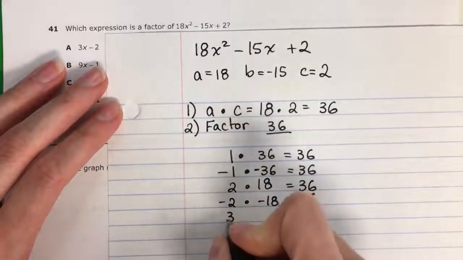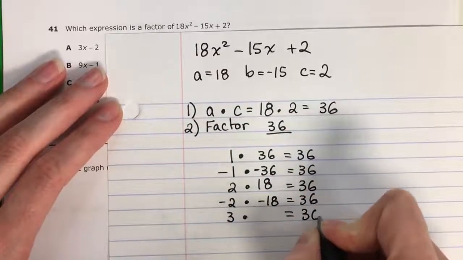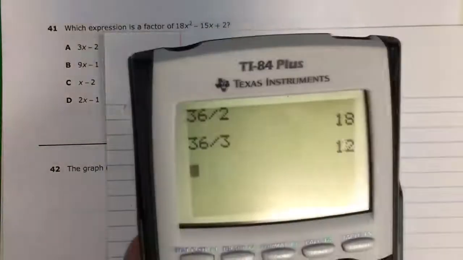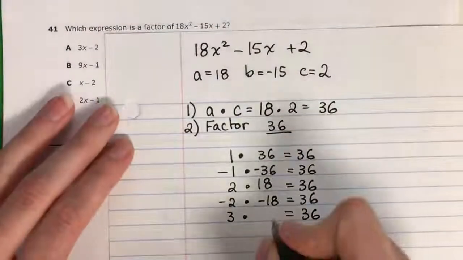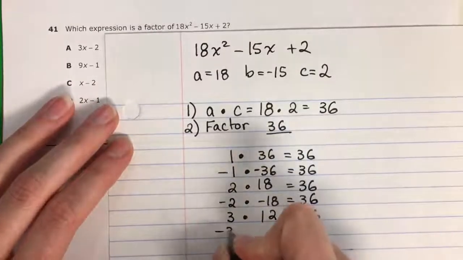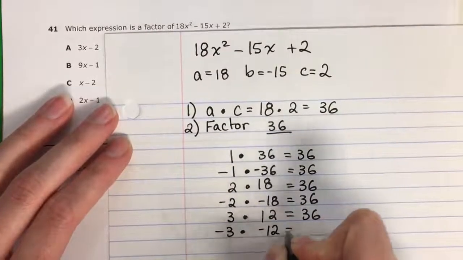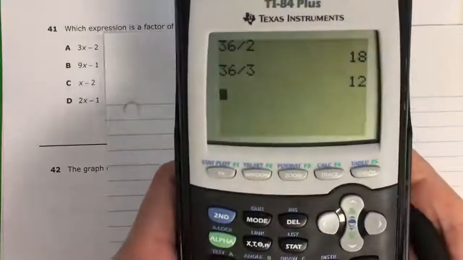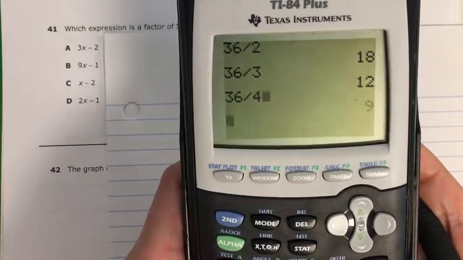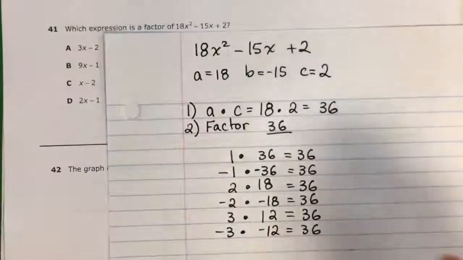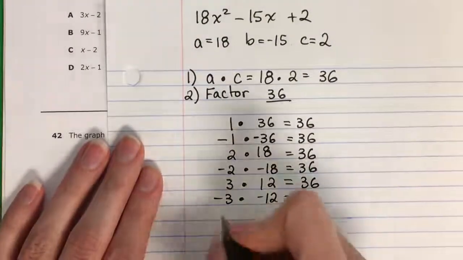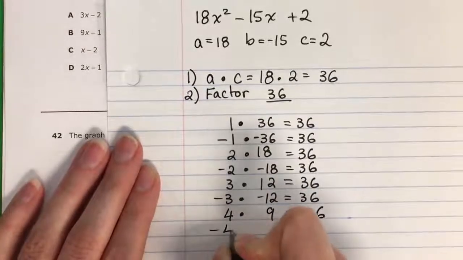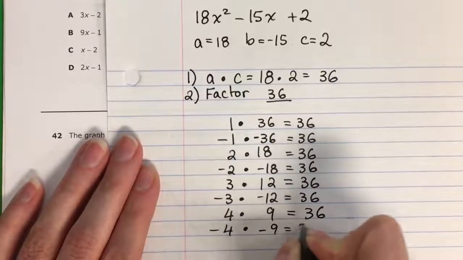After 2 is 3. 3 times what equals 36? Let's see, 36 divided by 3, you get 12. And negative 3 times negative 12 equals 36. After 3 is 4. Let's see, 4. 36 divided by 4, that works. 4 times 9. So 4 times 9 equals 36. And negative 4 times negative 9 equals 36.